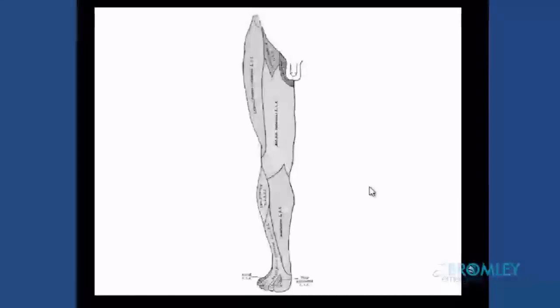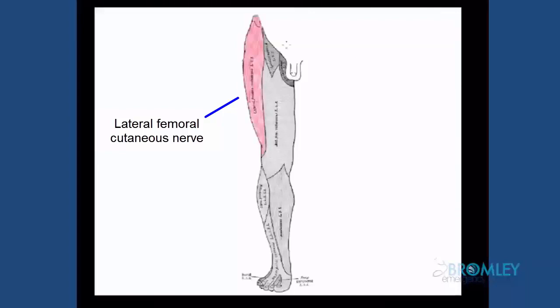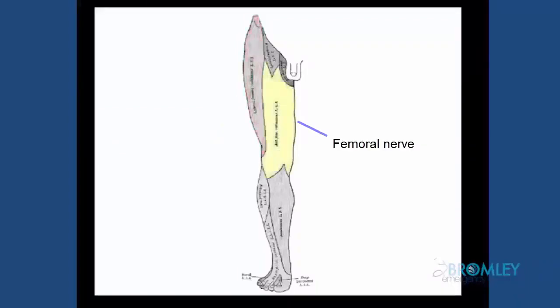Now that we've described the main nerves of the lower leg, let's look at the sensory areas they're responsible for. First of all, the lateral femoral cutaneous nerve is responsible for this large area on the lateral side of the thigh. The femoral nerve has a large area of cutaneous responsibility in the front and the medial aspect of the thigh, and as its continuation, the saphenous nerve, it provides sensation in the medial side of the lower leg.